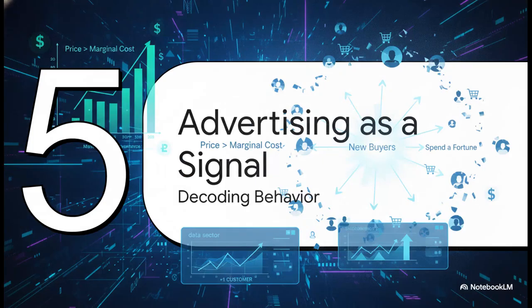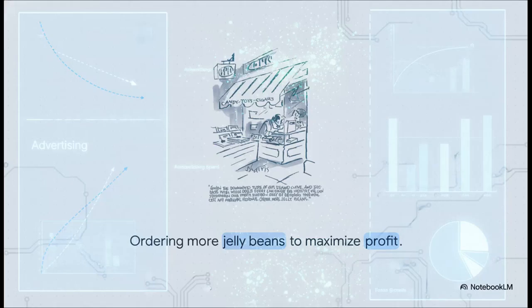And that leads us to our final part today, Section 5, Advertising as a Signal, Decoding Behavior. Because they're so hungry for customers, it drives some pretty aggressive real-world tactics. This archival cartoon perfectly captures the mood. Think about it. If your price exceeds your marginal cost, it makes total sense to spend an absolute fortune trying to attract new buyers. The shop owner basically says, given the downward slope of our demand curve, order more jelly beans. It's a funny, precise acknowledgement that because they have market power and a markup, the only rational move is to aggressively push more product out the door.